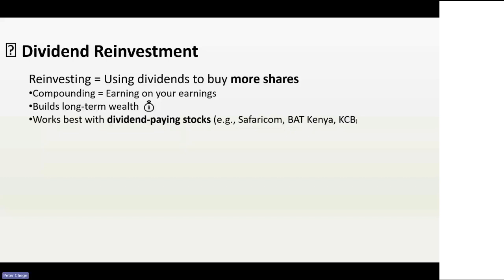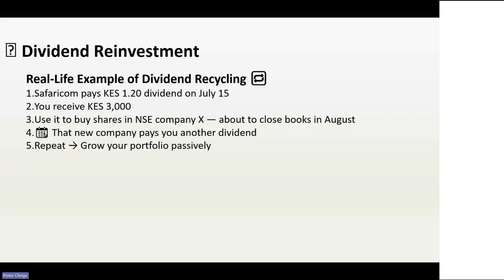It works well with all stocks that pay dividend. There are many stocks that offer dividend. You can always get that list on our stock recommendations. Then there's something called dividend recycling. This is where you are using dividend to buy another dividend stock. You get paid by that stock dividend. You use that dividend to buy another stock that will pay you dividend.